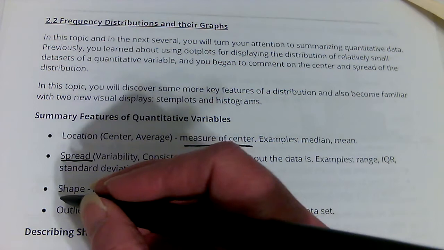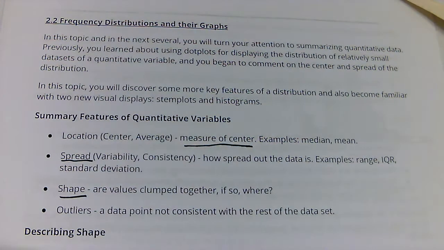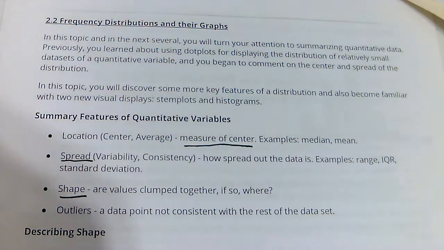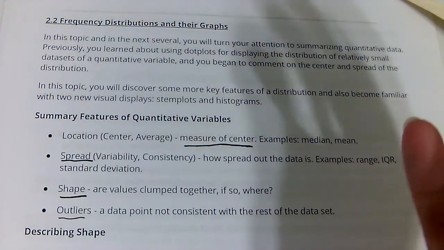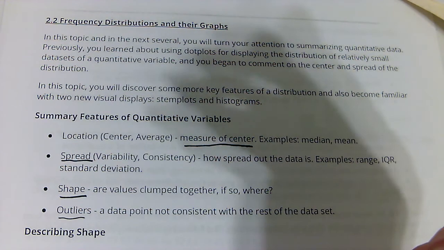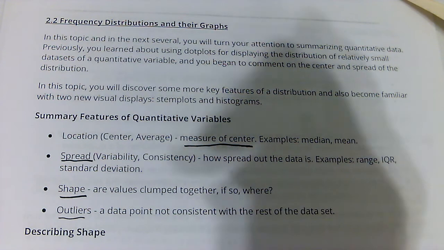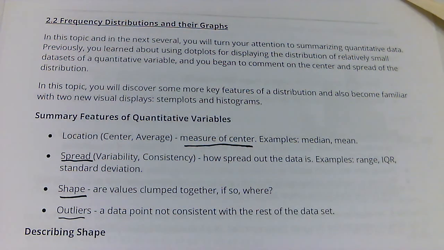We're also going to talk about the shape of the data. Are the values clumped together? Are they uniform? Are they leaning to one side or to the other? Do we have outliers? Do we have data points that aren't consistent with the rest of the data? So we're going to start with the shape because that's the easiest.